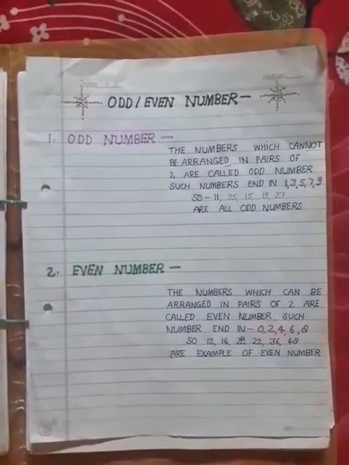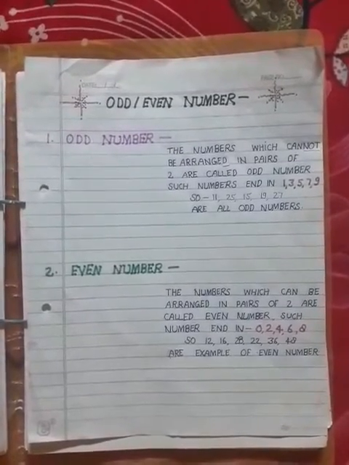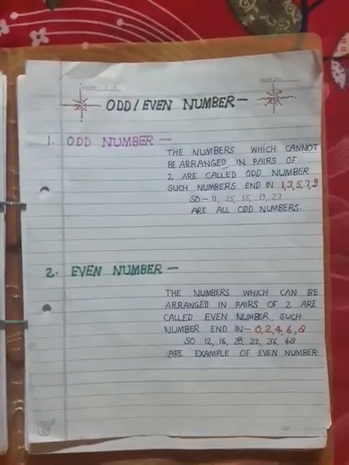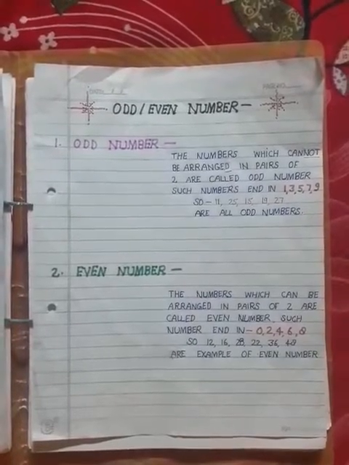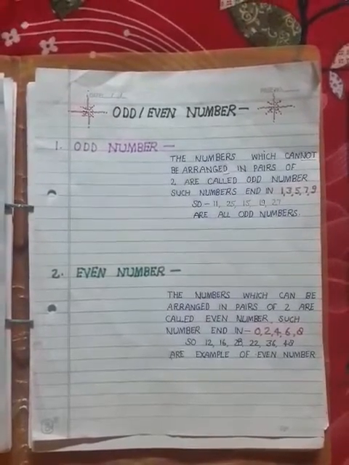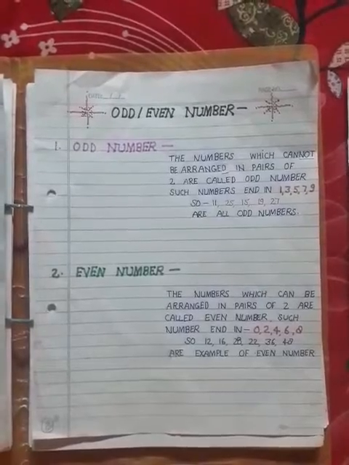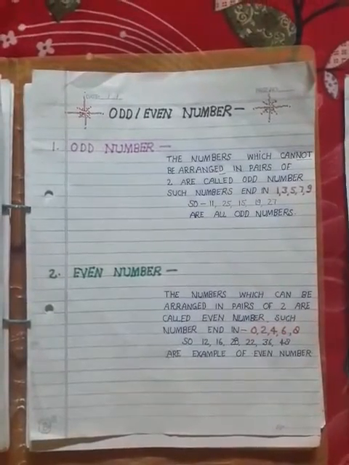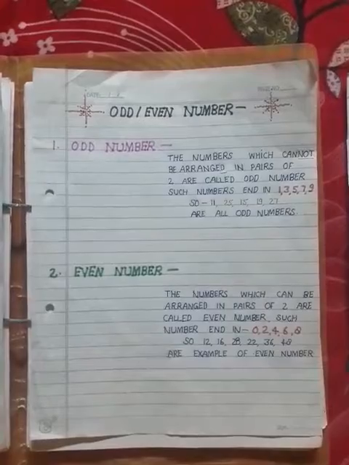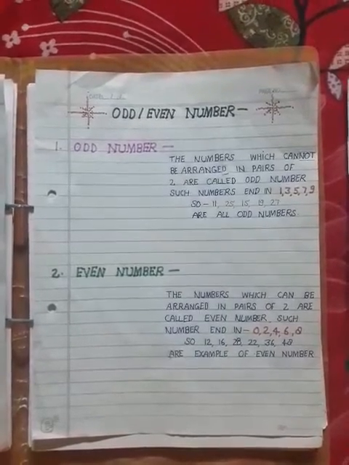Odd even number. Odd number. The numbers which cannot be arranged in pairs of 2 are called odd numbers. Such numbers end in 1, 3, 5, 7, 9. So 11, 25, 15, 19, 27 are all odd numbers.